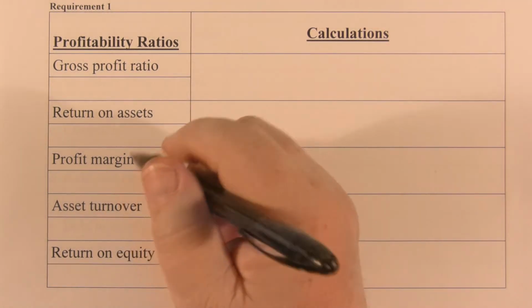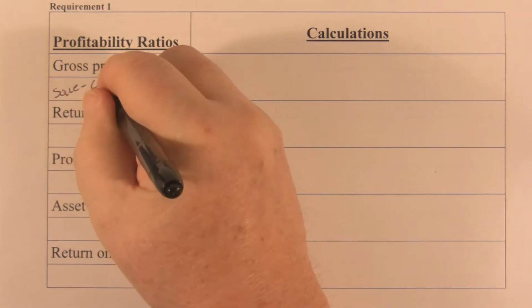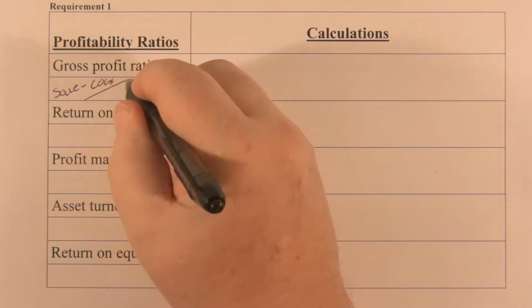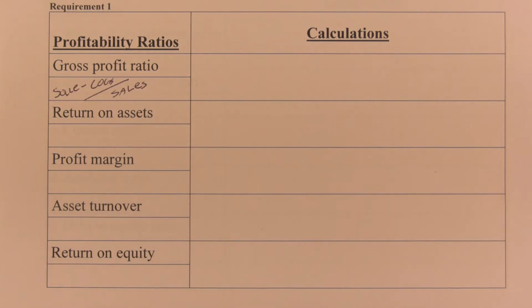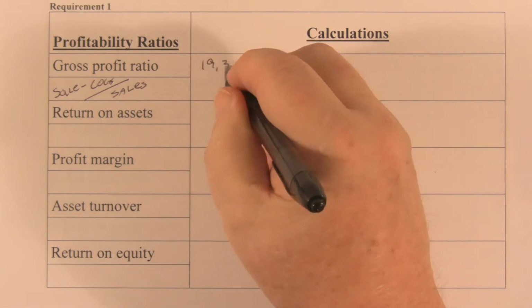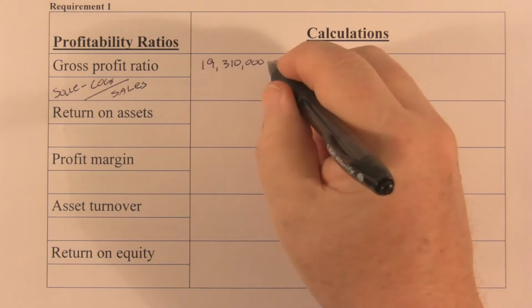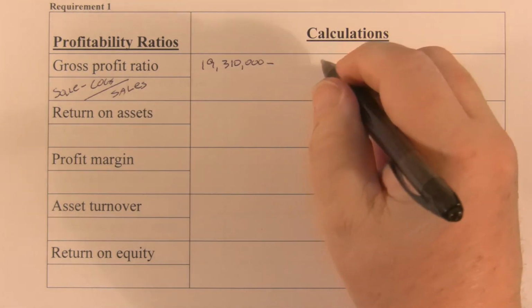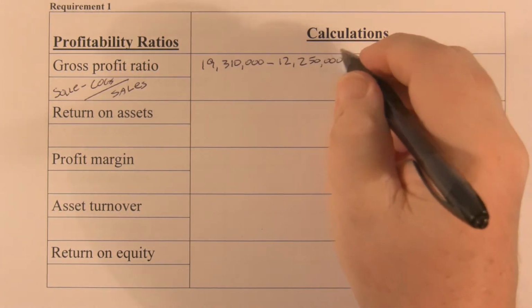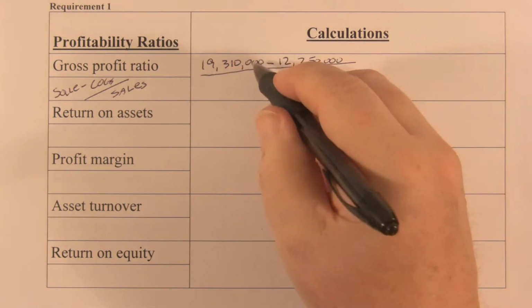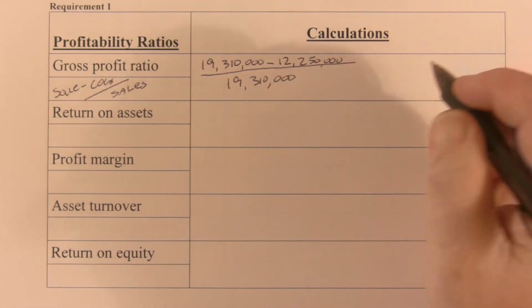So, our gross profit ratio is sales minus cost of goods sold. That gives us our gross profit divided by sales. So, let's go take a look. They give us our sales number, 19,310,000. They tell us our cost of goods sold is 12,250,000. And we're going to divide that by our sales, which is 19,310,000.